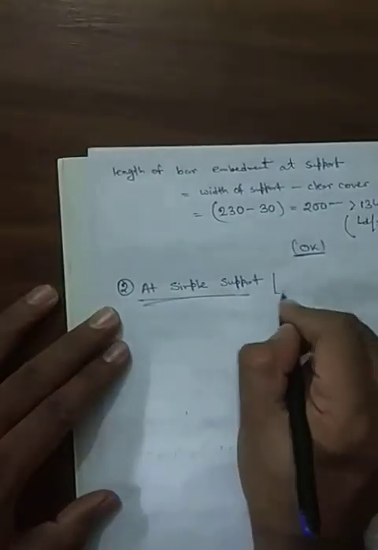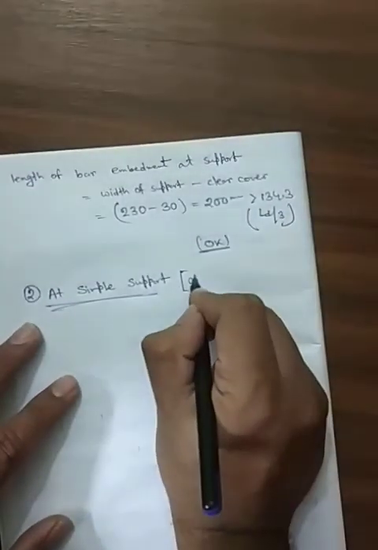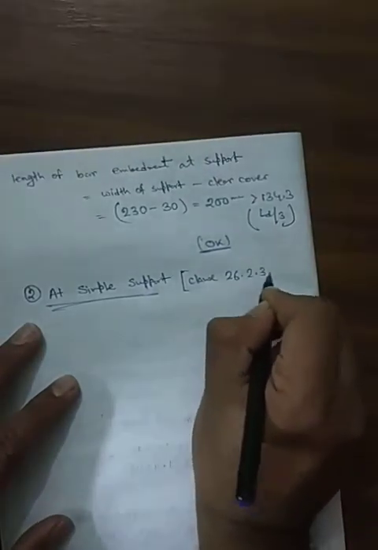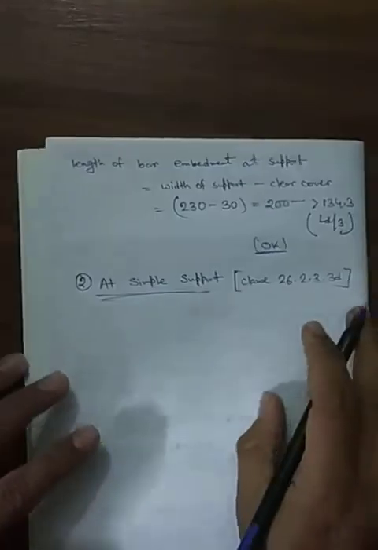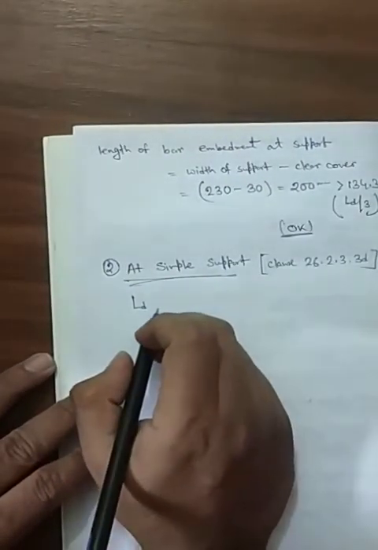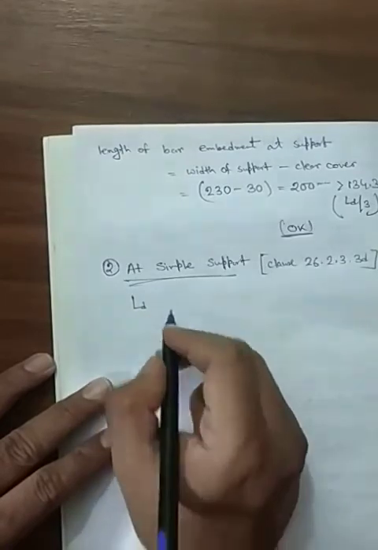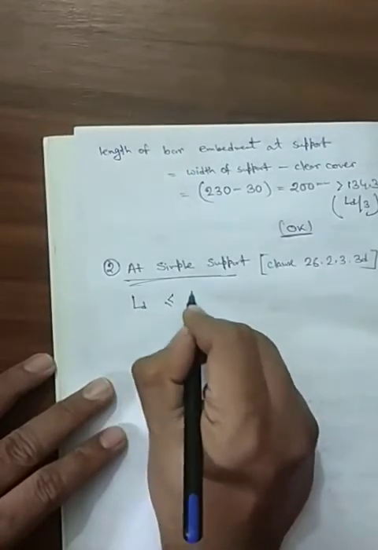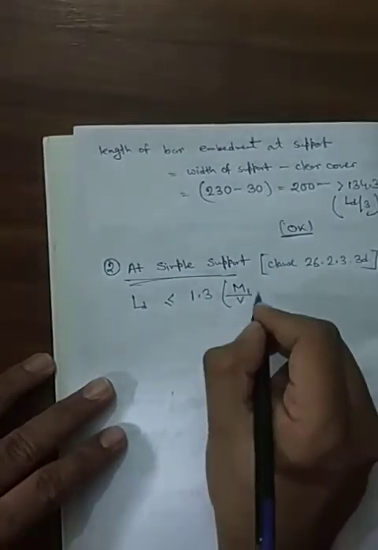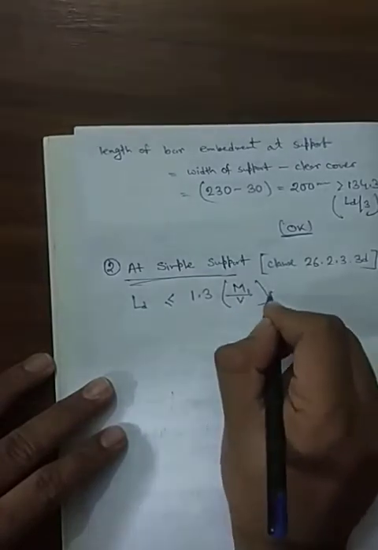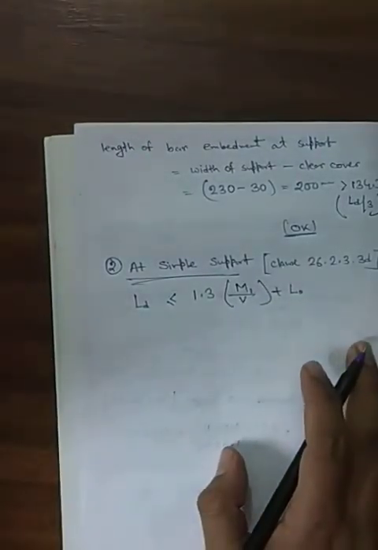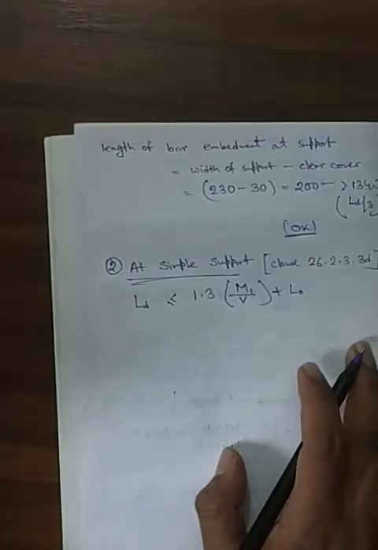This is according to clause number 26.2.3.3d. It says that our LD value, that means our development length, is less than or equal to 1.3 into M1 by V divided by M1 by V plus L0. Now what is L0, what is M1, what is Vu? I am coming through it.